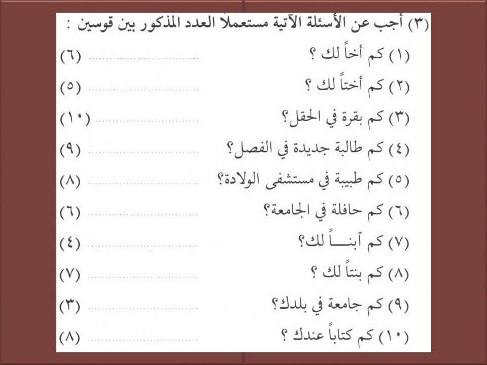Okay, moving on to next sentence. Kam ukhtan lak? How many sisters do you have? Okay, answer is, I have 5 sisters. So how will you say I have? You will say li 5. How will you say 5 against sisters? So because sisters is feminine, so 5 will be masculine. So you will say khamsu akhawatin. Okay, sittu ikhwatin, 6 brothers. So brothers is masculine, that's why sittu was feminine.